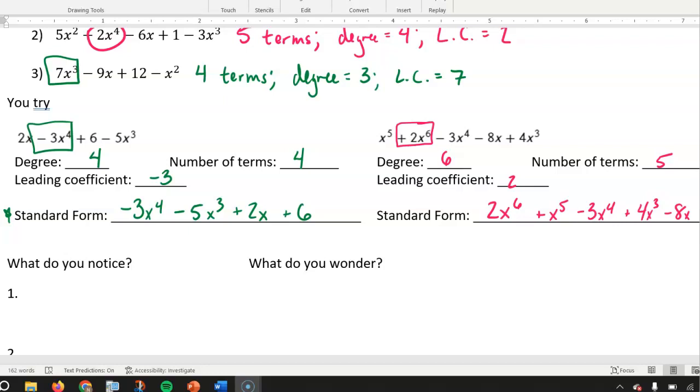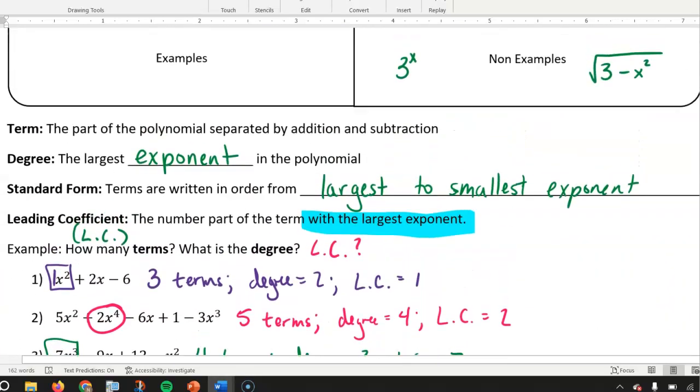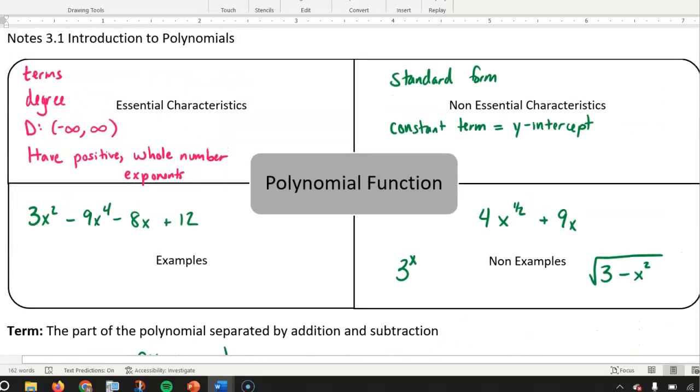Now for that space where it says, what do you notice and what do you wonder? If that's something that you wanted to fill out on your own, you can. But let's conclude this side of our notes by going back up to the top here. Let's start with the essential characteristics. Essential characteristics means that these are things that would be in common of any polynomial. So first off, all polynomials will have at least one term. All polynomials have a degree. And all polynomials have the same domain, negative infinity to infinity.